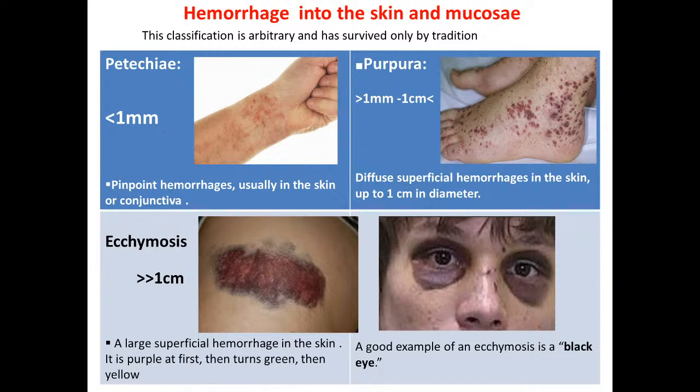Classification of hemorrhage into the skin and mucosa is arbitrary and has survived only by tradition. Note that petechiae often become confluent and become purpura or ecchymosis. What are the differences between petechiae, purpura, and ecchymosis? All three terms refer to hemorrhage in the skin and mucosa. Pinpoint hemorrhages.